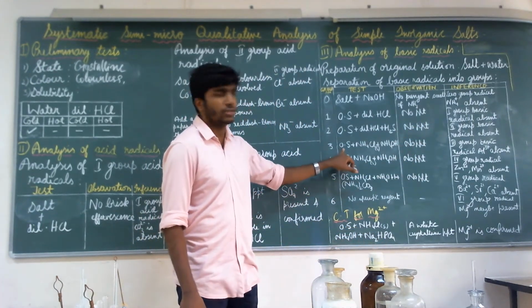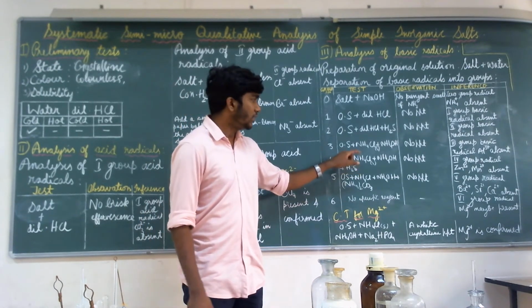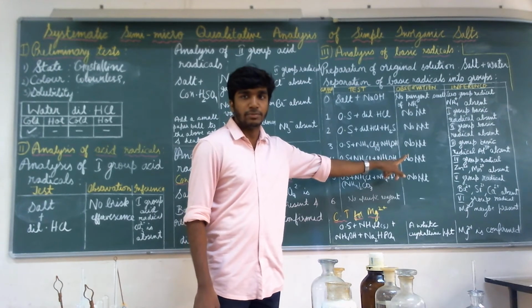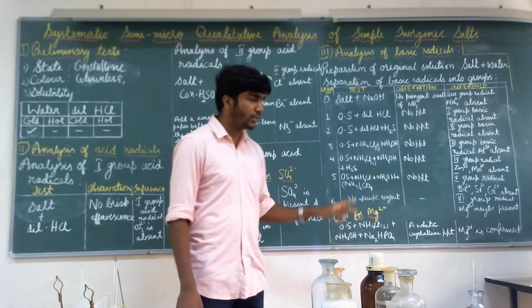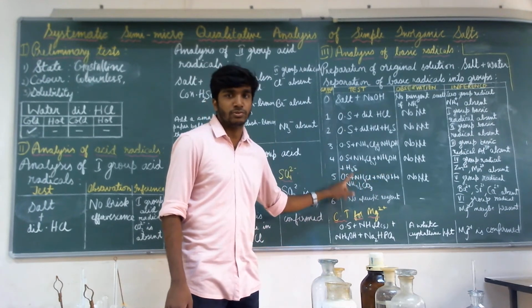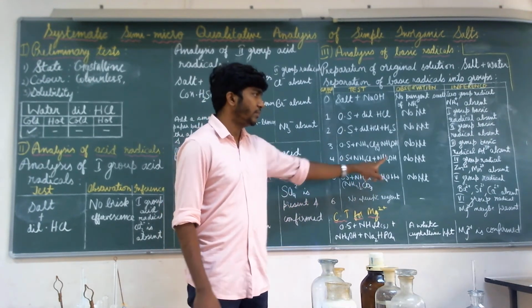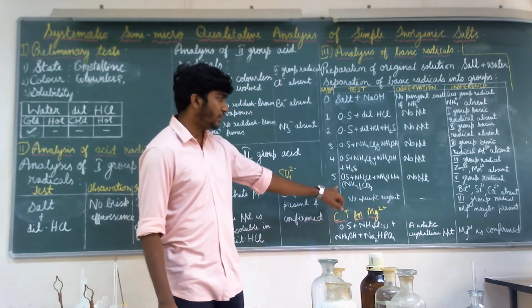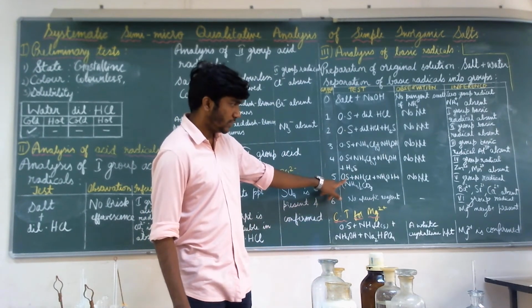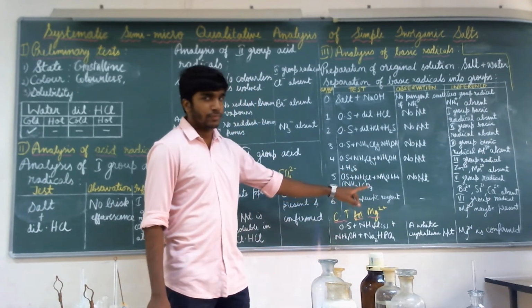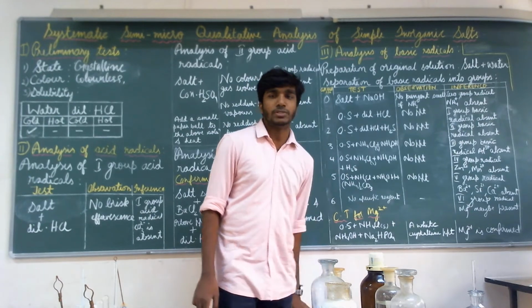After that, we moved on to the third group basic radical analysis. Original solution plus NH4Cl plus NH4OH. Did not get any precipitate, so third group basic radicals absent. Moved on to the fourth group, original solution, NH4Cl, NH4OH plus H2S. Did not get any precipitate, hence fourth group basic radical is also absent. Fifth group basic radical analysis, original solution plus NH4Cl plus NH4OH plus ammonium carbonate. Did not get any precipitate, hence fifth group is also absent.